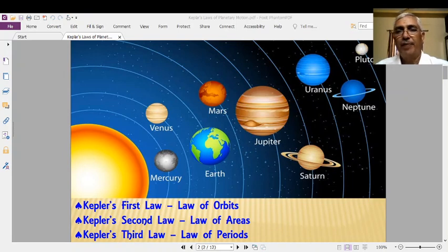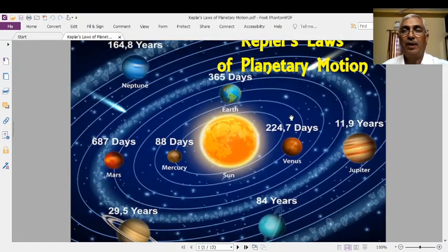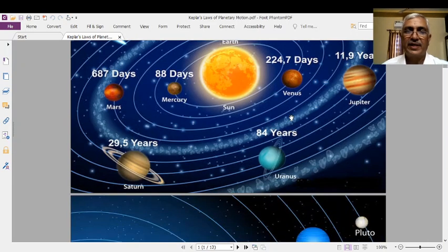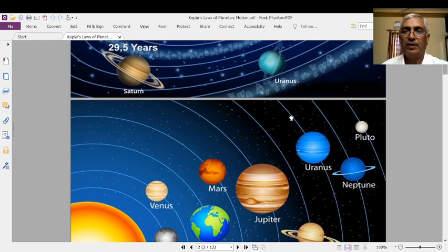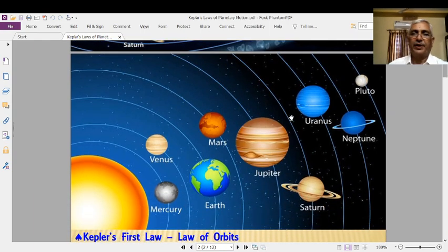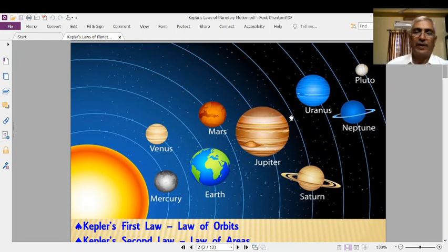Okay, Kepler's three laws of planetary motion. We know that, including our Earth, there are 8 planets that revolve around the Sun. That is what is known as the solar family. The solar family is one of the star families, in which our Earth exists.